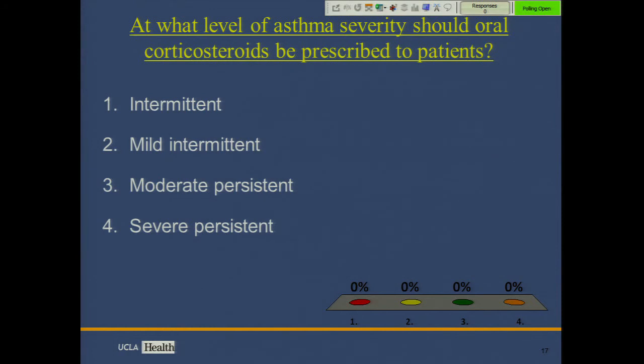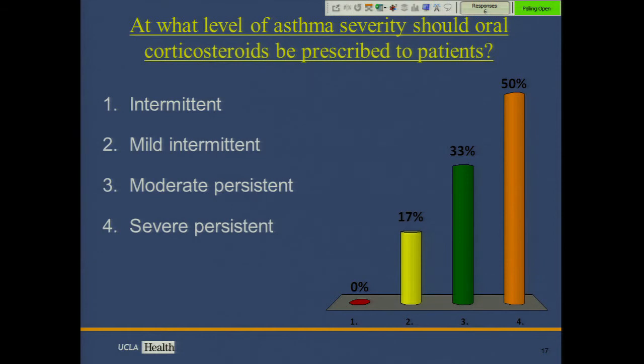So at what level of asthma severity should oral corticosteroids be prescribed to patients? And this one, there are technically 2 right answers, okay? So you've improved your chances to 50%. Moderate and severe persistent are the correct answers for this. So I said there were 2 answers.